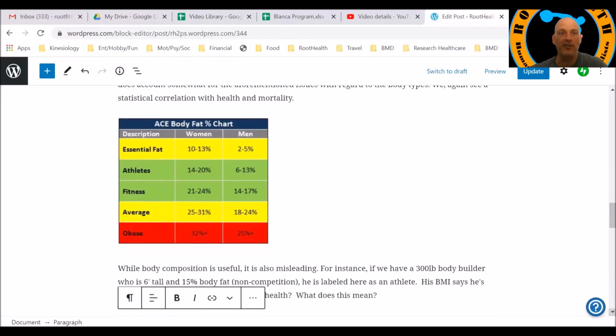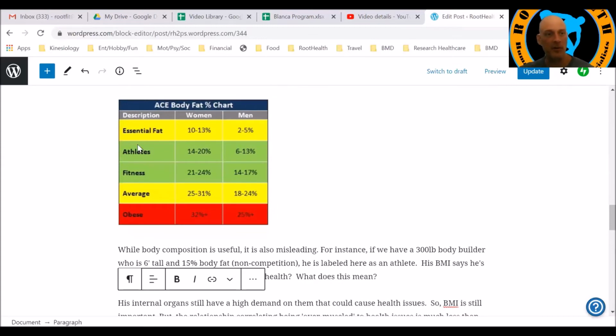So if we look right here, here's a standard body composition chart. We see essential fat, and then we have these categories right here: athletes, fitness, average, and obese.